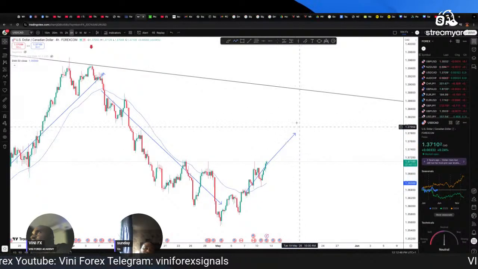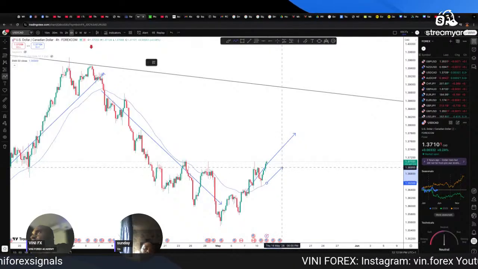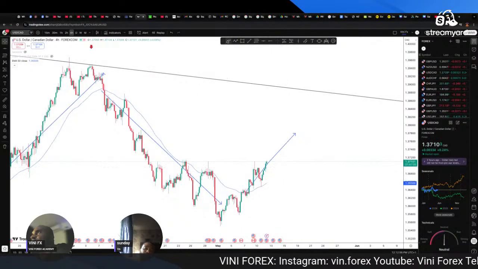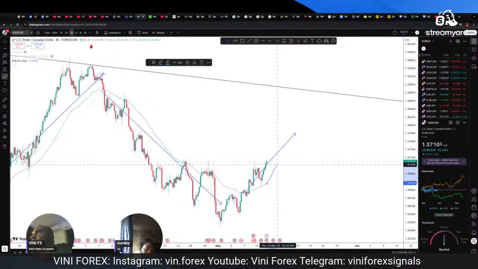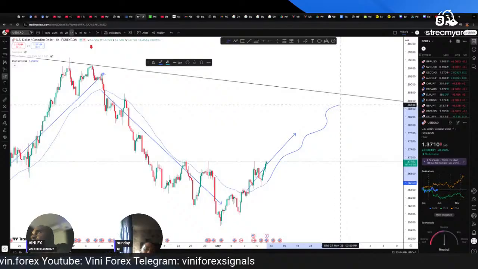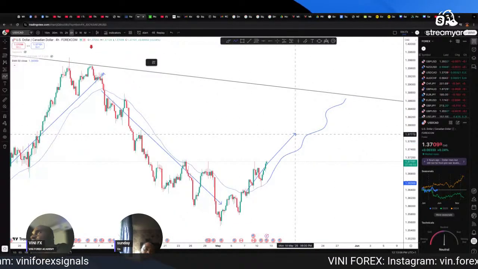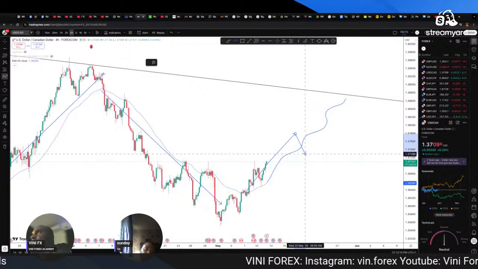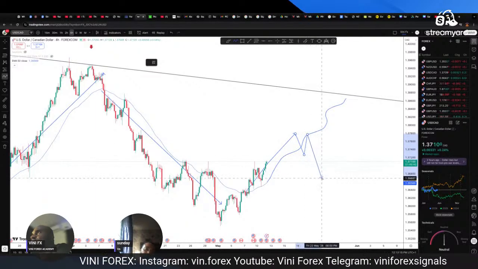And while it's buying, this moving average will still be following the price. It will keep trailing the price. But once price tends to go below it, there's a chance the price might come to retest it and then keep selling.